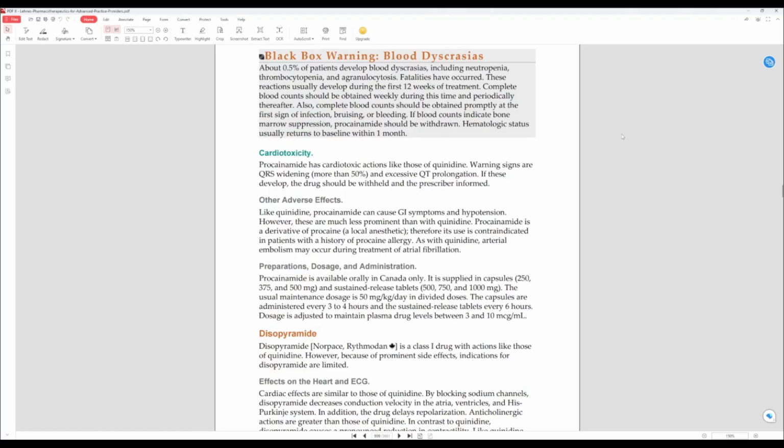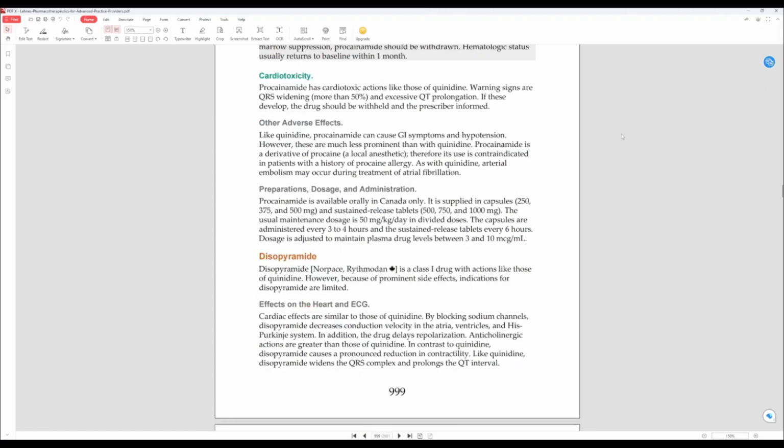Cardiotoxicity. Procainamide has cardiotoxic actions similar to those of quinidine. Warning signs are QRS widening and excessive QT prolongation. If these develop, the drug should be withdrawn and the prescriber should be informed. Other adverse effects. Again, similar to quinidine, procainamide can cause GI symptoms and hypotension. However, these are much less prominent than with quinidine. Procainamide is a derivative of procaine, therefore its use is contraindicated in patients who have a history of procaine allergy. As with quinidine, atrial embolism may occur during treatment of atrial fibrillation.